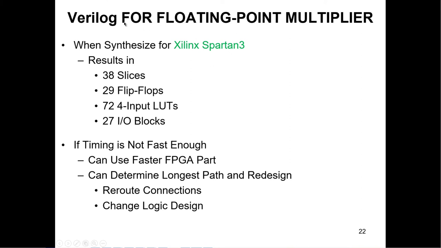So if you want to look at the Verilog code for a floating point multiplier using the Spartan 3 that has the 4-input LUTs, it takes 38 slices, 29 flip-flops, 72 4-input LUTs, and 27 I/O blocks. And if this isn't fast enough, then you have to get another part.